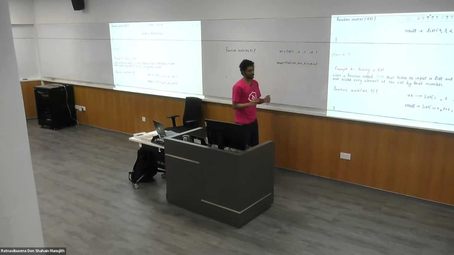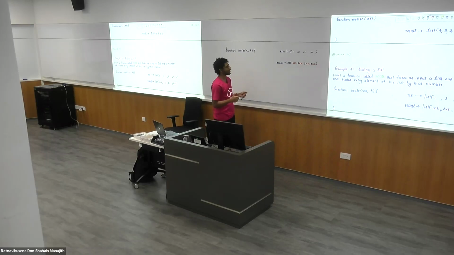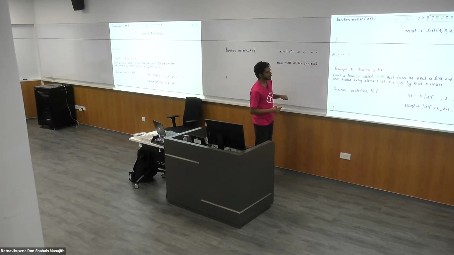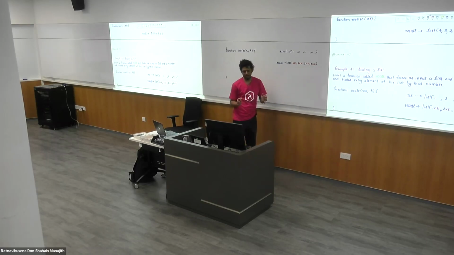So we have a list 1, 2, 3, 4. After you scale it, you should get a list of 1 times k, 2 times k, 3 times k, 4 times k. This is multiplication, not concatenation or anything. So what's the main important step?